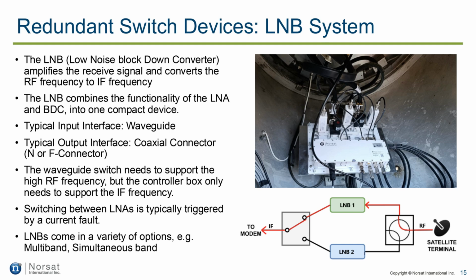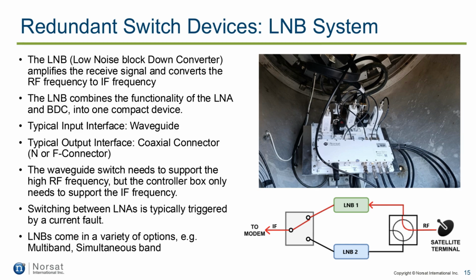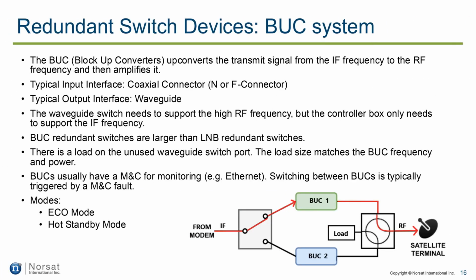LNBs come in a wide variety of options, including multi-band and simultaneous band configurations, providing flexibility for various communication needs. Bucks are equipped with monitoring and control, or M and C, interfaces. The block up converter, or buck, is responsible for upconverting the transmit signal from a lower IF frequency to a higher RF frequency and then amplifying it for transmission.